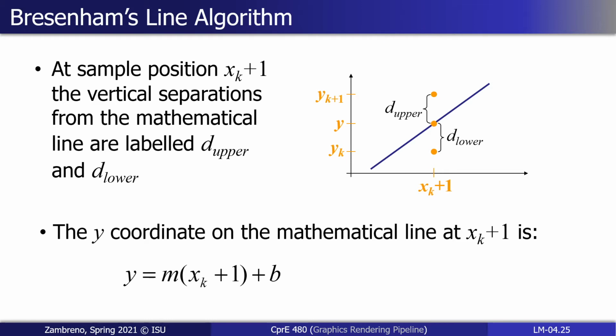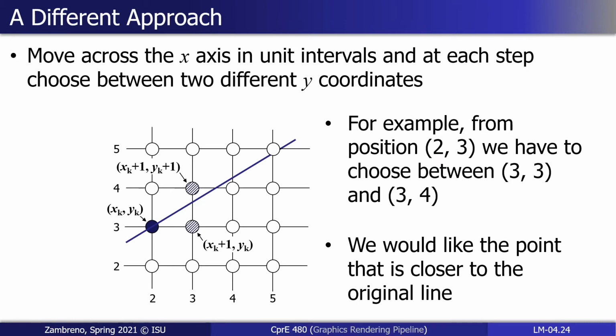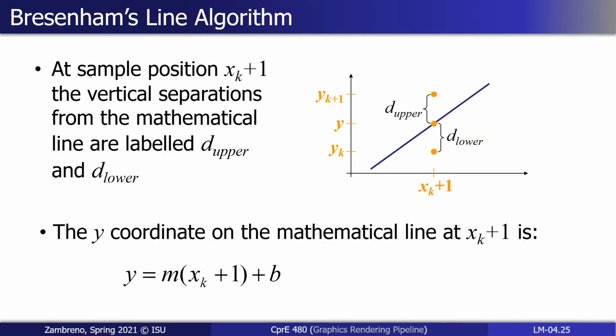So just to belabor the point a little bit here, that distance, right? That distance between the quote unquote true value as plugged into the slope-intercept form of the equation and whether we've chosen yk plus 1 or yk, that could be labeled as d upper or d lower.